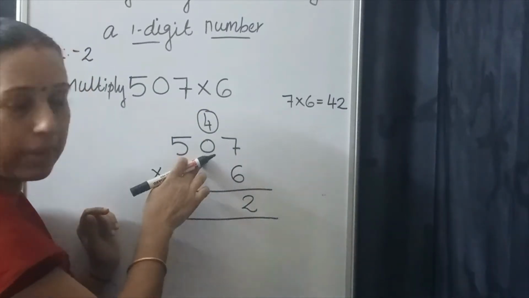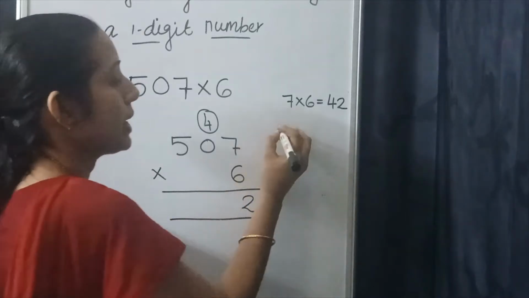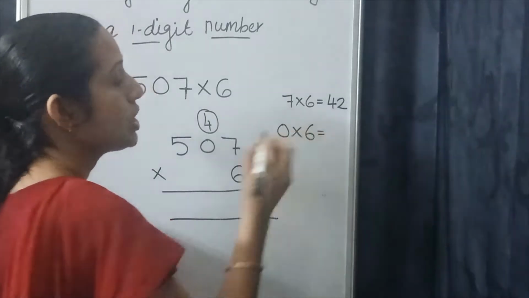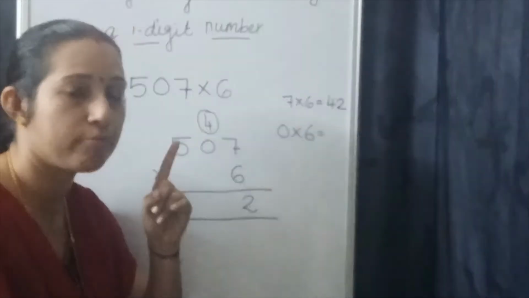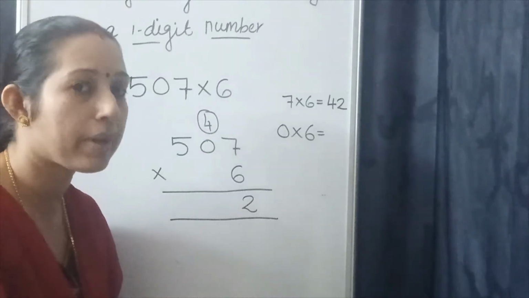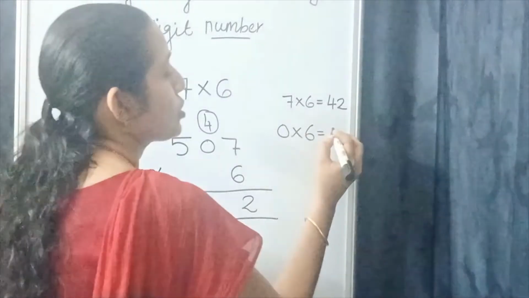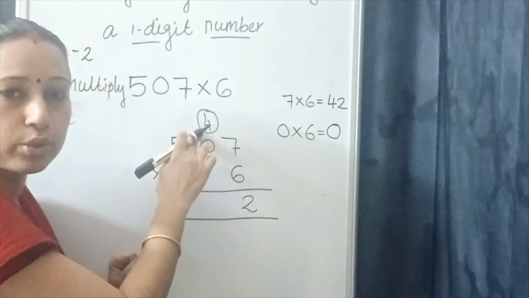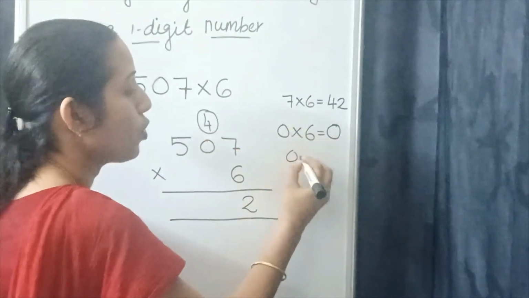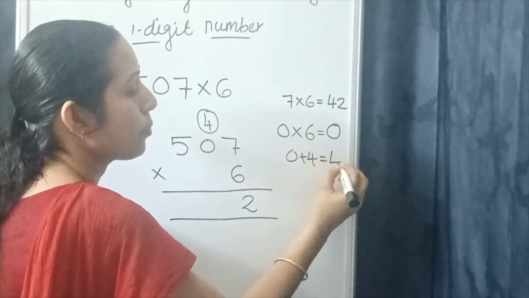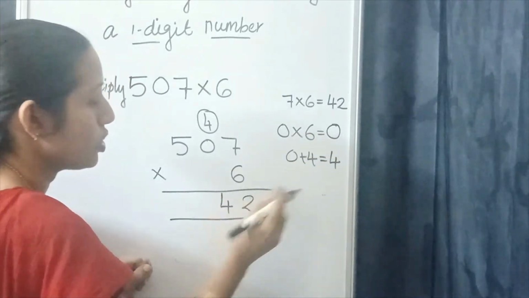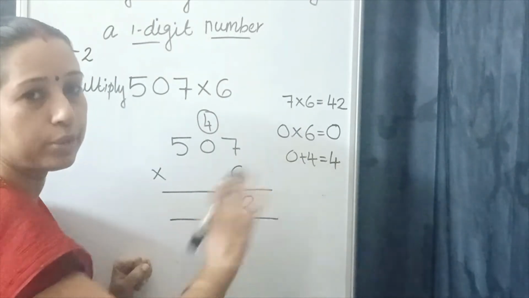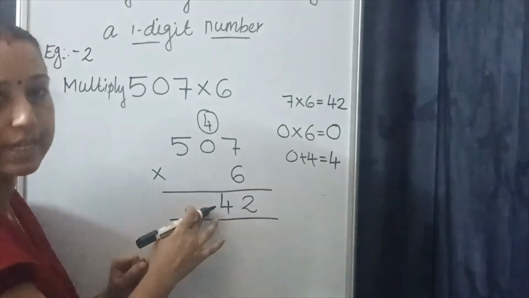Next, the tens digit and the multiplier. Here the tens digit is 0 and the multiplier is 6. 0 sixes are, yes, the properties of multiplication: if you multiply a number by 0, the answer is 0. So 0 into 6 is 0. And we add the carryover to the product. 0 plus 4 is 4. So we write 4 here. Do we need any regrouping? No, because the answer is a 1-digit number. So no need to regroup; just write the answer in the tens place.